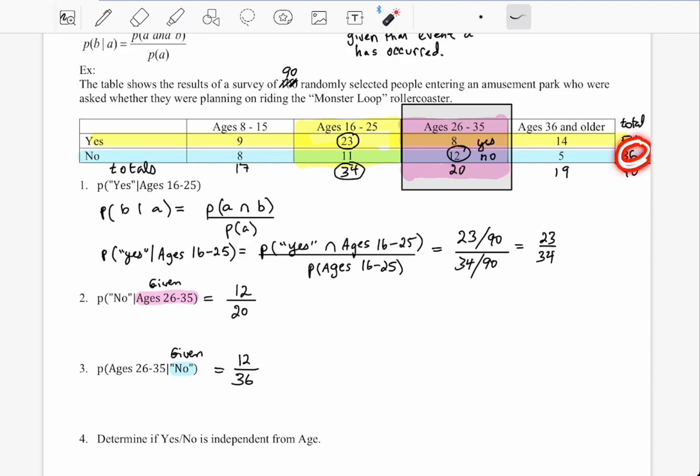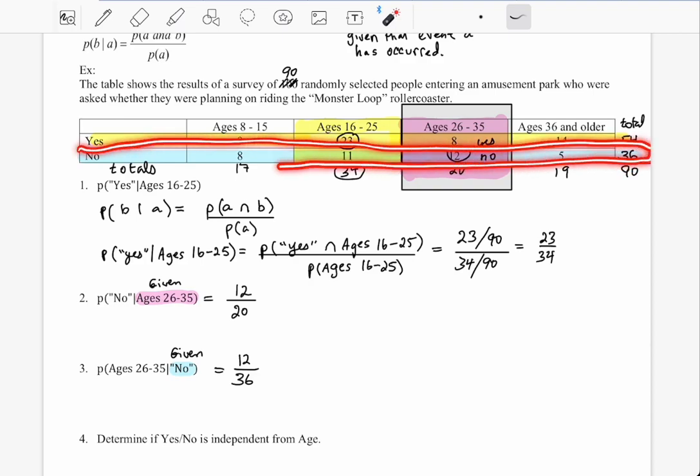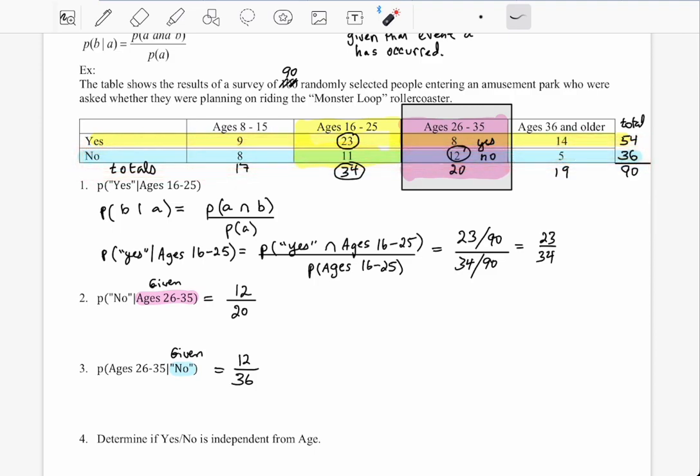So these are my no's, this group here. Then I would look in this entire little subset here. All right. Anyone who is in the 26 to 35 range, which would be these 12 folks here. All right, so the 12 out of the 36. All of that would be happening without me doing any writing. That's kind of the idea.